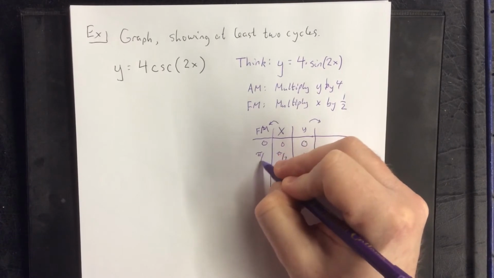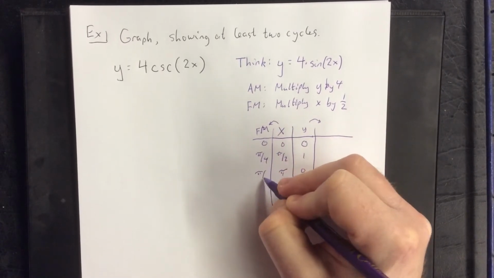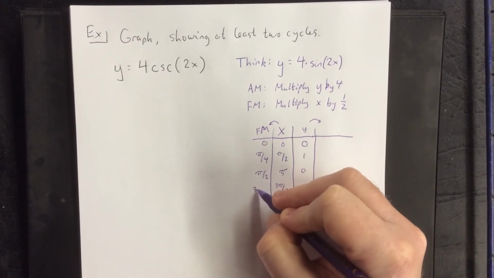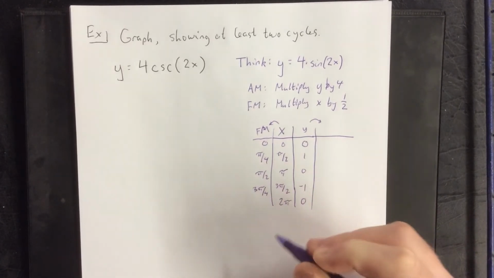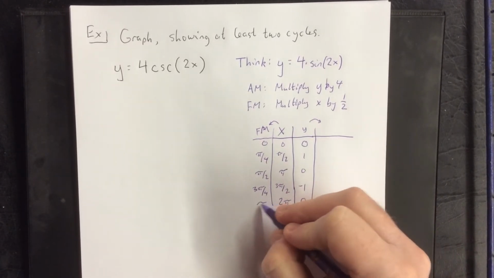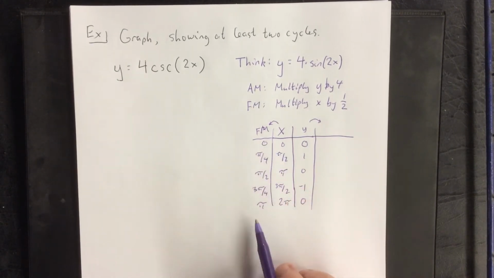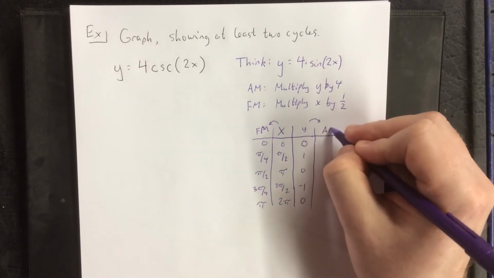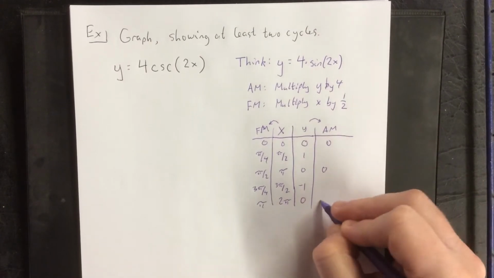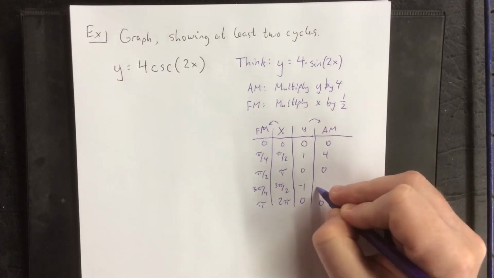So we take half of each of these to get 0, pi over 4, pi over 2, 3 pi over 4, and pi. Also letting us know that one period will go from 0 to pi. For the amplitude modulation, I multiply all of the y values by 4.